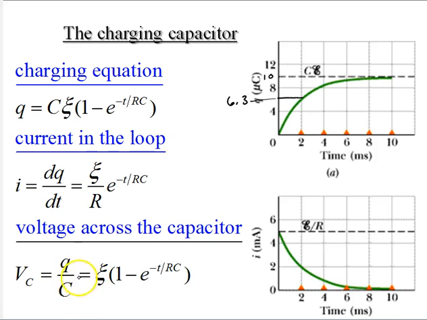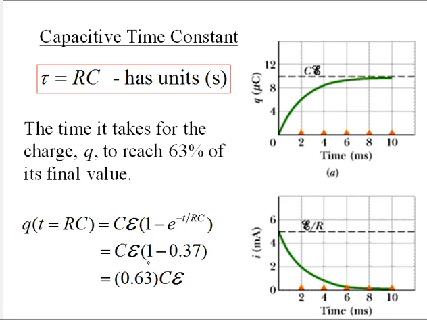And the voltage across the capacitor is the charge divided by the capacitance, so that's just our voltage times 1 minus e to the negative t over tau. So again, that capacitive time constant, RC, that's the time it takes for it to reach 63% of its final value.